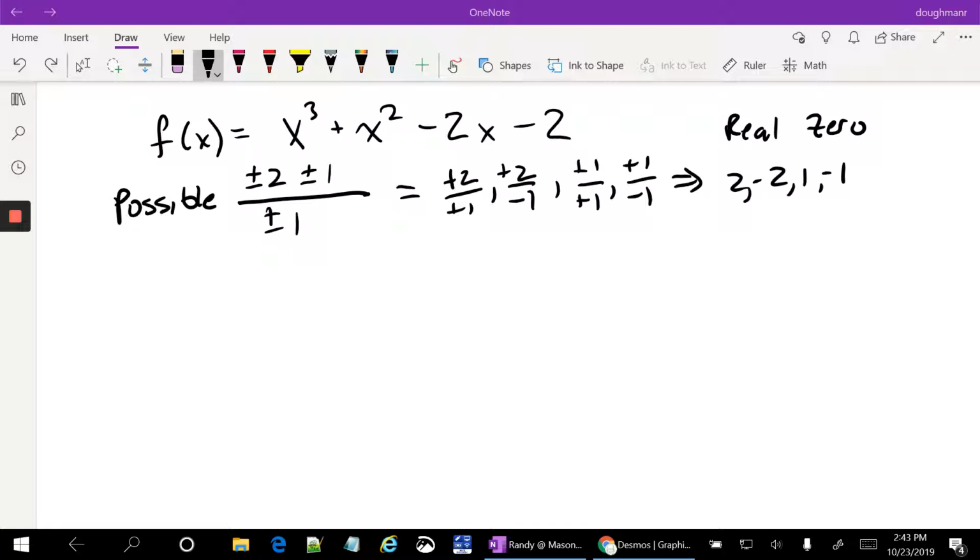Okay, I'm going to try and find the real zeros, the exact zeros for this function. I'm going to use long division to do it. What I've already done is figured out what my possible whole number zeros are, and I've got them here. You can pause and take a minute to agree with me. But I know that these are the possible whole number or rational zeros.